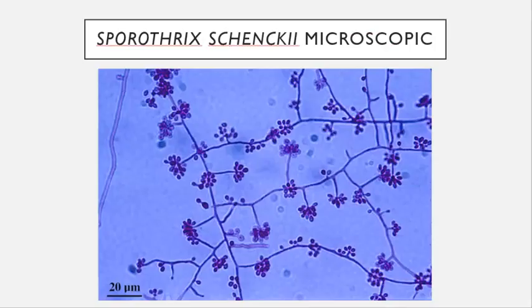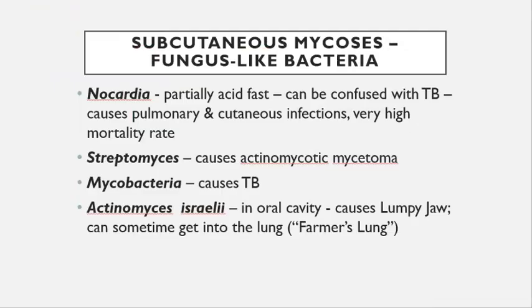Here is an example of the microconidia, teardrop shaped and forming a daisy head pattern, for rose handler's disease. You can see several of these in a daisy head pattern, and the microconidia are teardrop shaped. Here is a list of fungus-like bacteria.